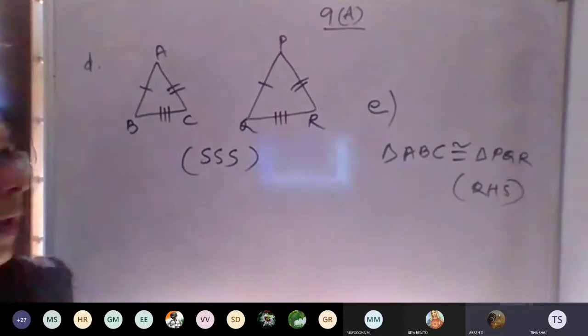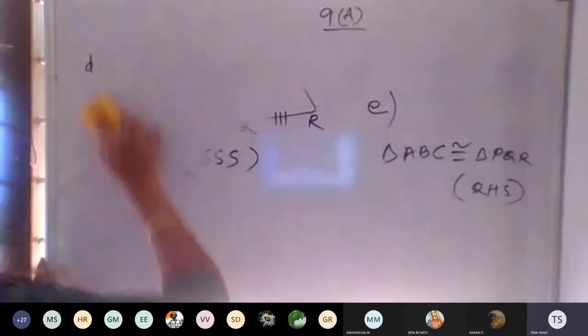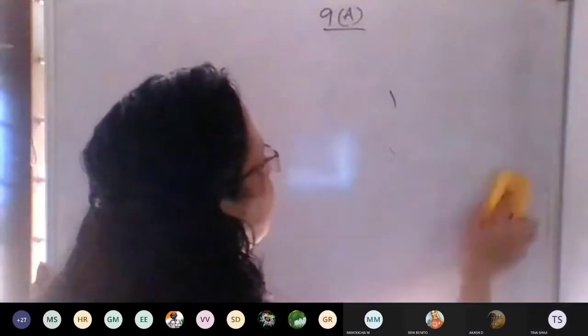Completed? Yes, ma'am. Complete. Just read that question. Second one. So you are familiar with congruency. So what are the things we have to do for proving this OP is perpendicular to AB?